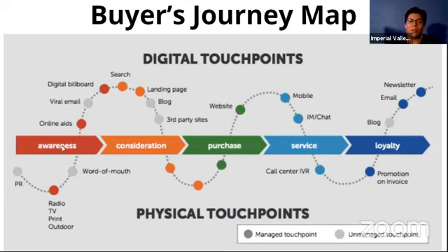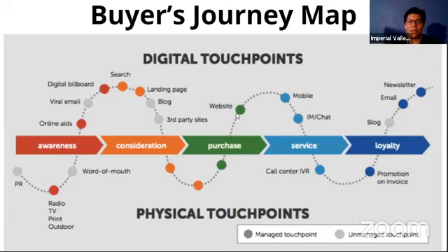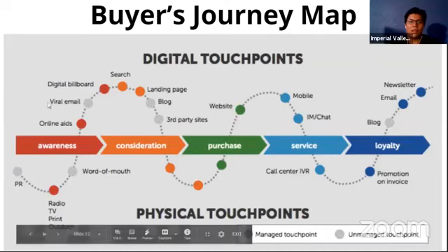As you can see, the first stage is always awareness. The next stage is consideration. Awareness: okay, I know that product exists. I know that business exists. Okay, I see them here, I see them there. That's where the ads come in, and also the radio, TV, public relations, word of mouth. These are the different steps that you can usually take.